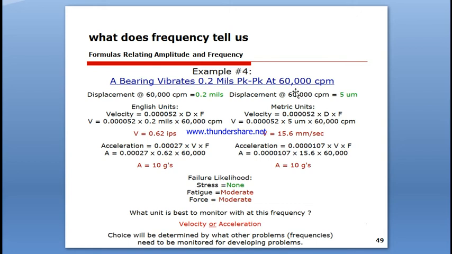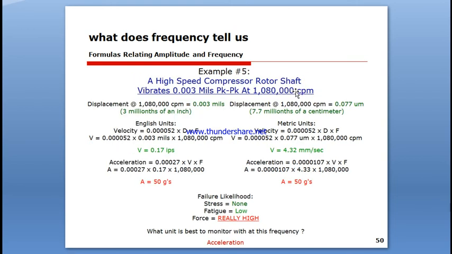And the last one: tiny displacement at a speed of 60,000 cpm. So we have both velocity and acceleration, which is the fatigue and the force. Acceleration, deceleration all the time. And the last one is extremely tiny, minor displacement at 1 million cpm. So this one is 0.077 micrometer, which is like 7.7 millionths of a centimeter. So a equals 50 g.